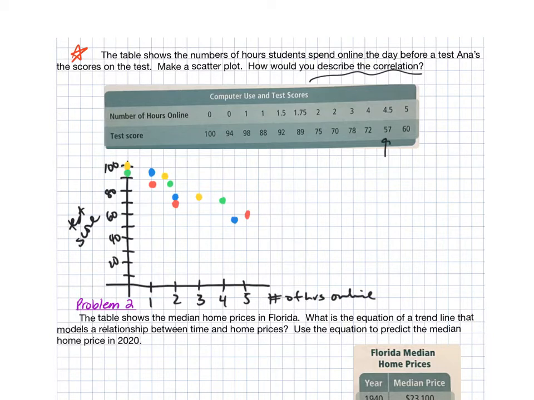Okay, here is a scatter plot that I did. It didn't matter if you put the test score here or numbers of hours online. But here you can see as the number of hours online goes up, then the test score goes down. And actually, you probably should put this on the bottom because this is the independent variable, right? And this is the dependent variable. So this should be on the x-axis. This should be on the y-axis. And then you can see here, it looks like it's going down. So this looks like a strong negative correlation.